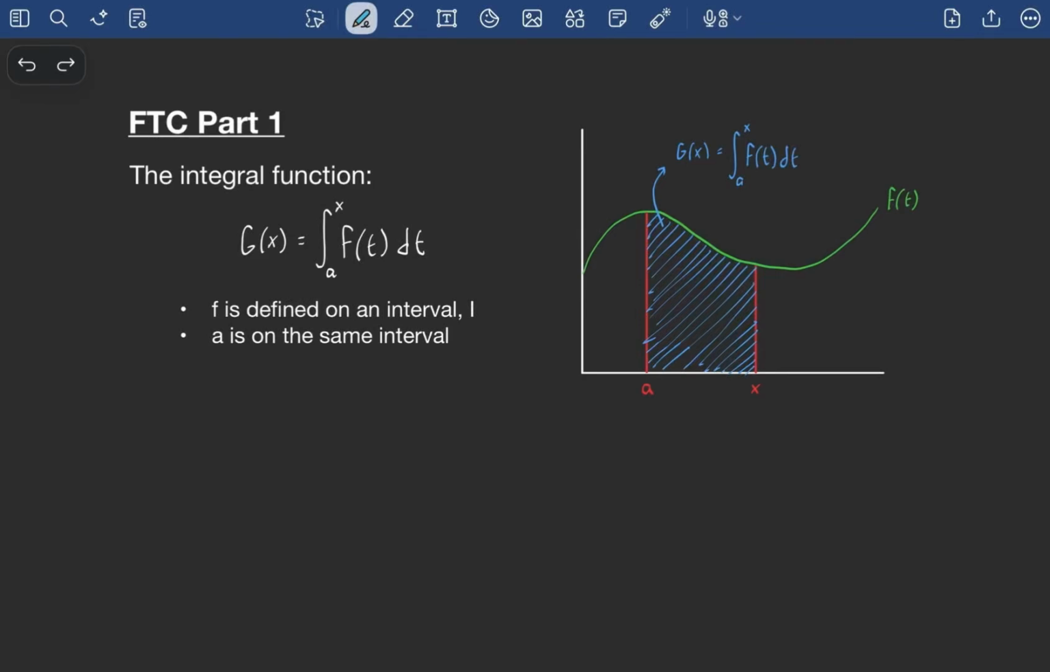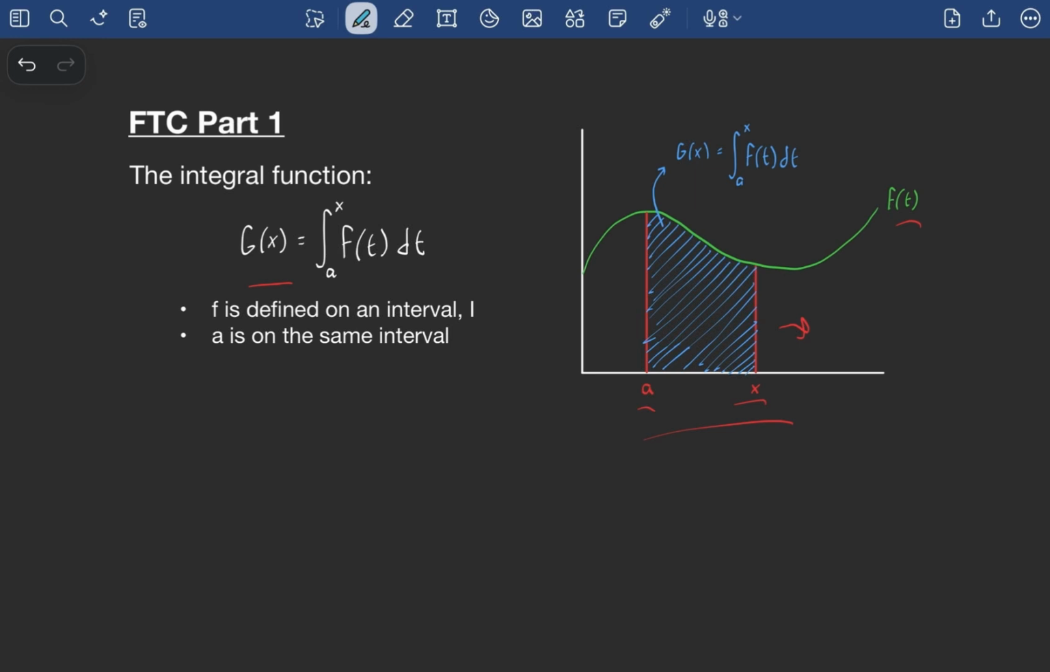Hey everyone, today we're learning the fundamental theorem of calculus part 1. FTC part 1 is all about the integral function, or a sum function that is defined as the integral from a to x of a second function. We can look at it geometrically on this side here. You can see that it just models the area under the curve of the function f from a to x. And you can imagine as x increases, then this area will grow, and so g of x will increase.